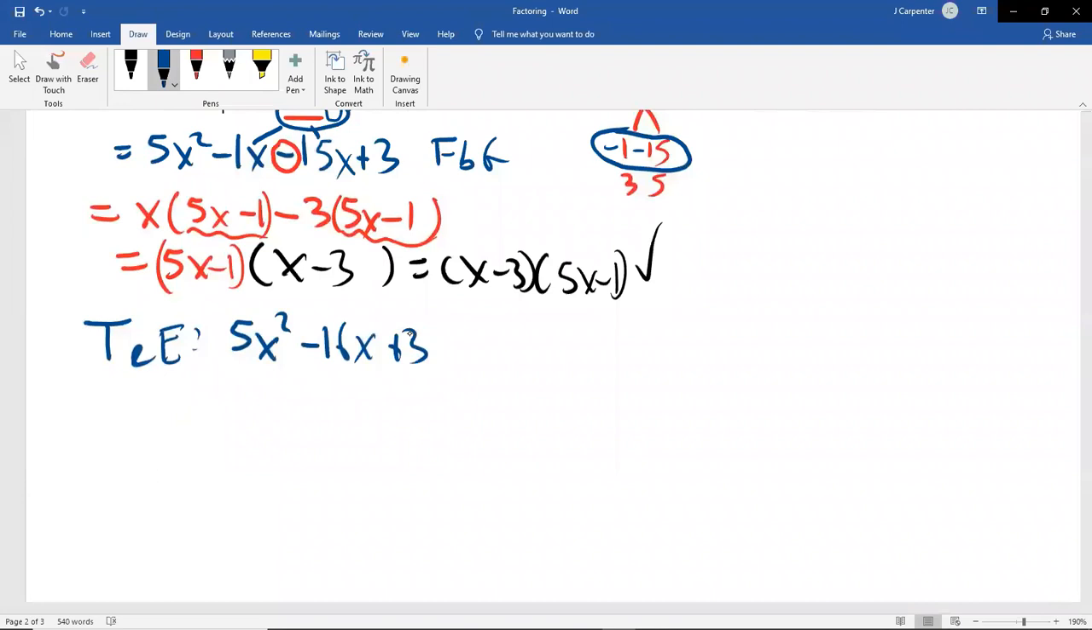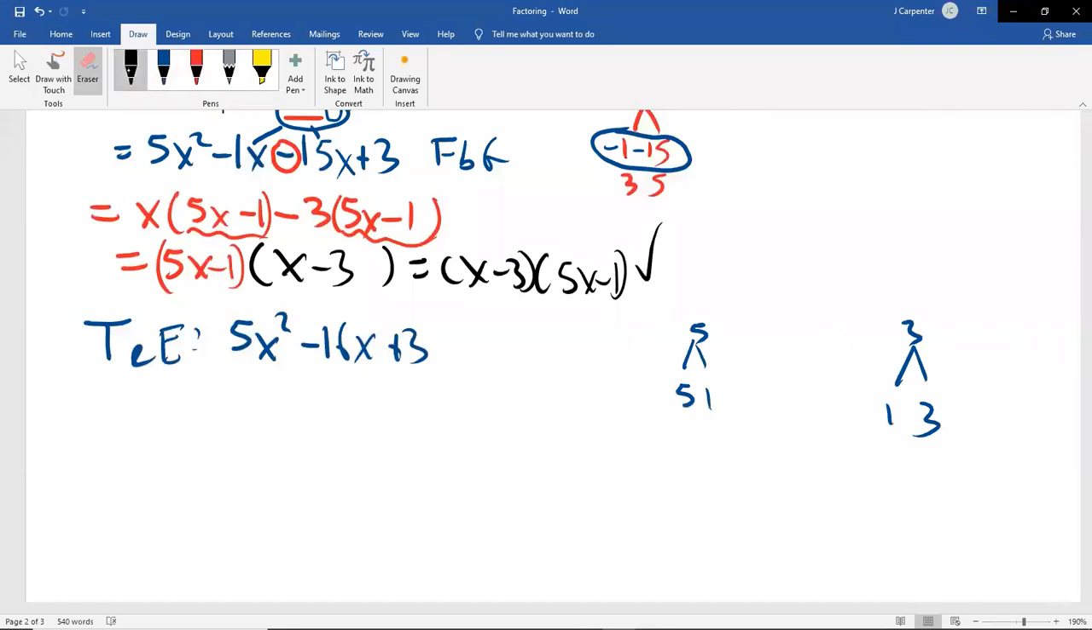So trial and error looks a little different. You're still going to be splitting up numbers into pairs of multiples, but you do it for the A and the C instead. So for the A, that's splitting up 5, which is 5 times 1. For the C, that's splitting up 3, which is 1 times 3.